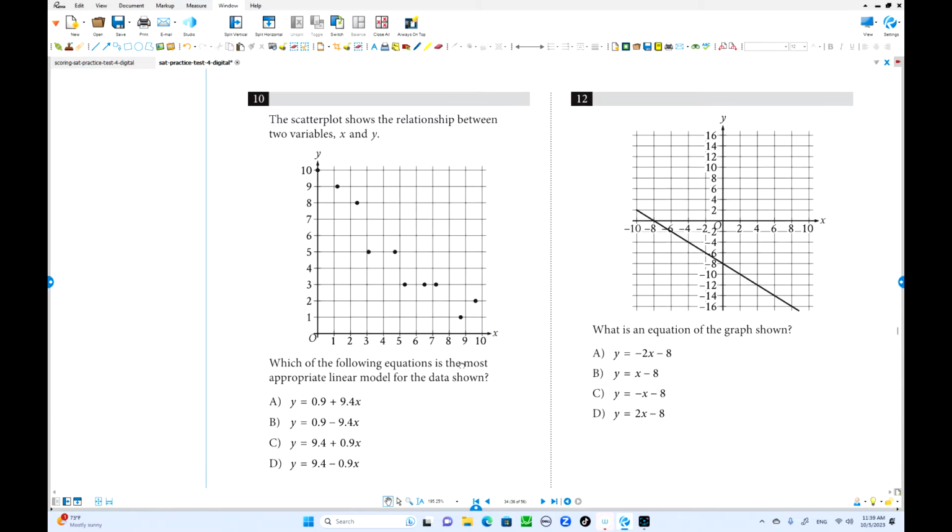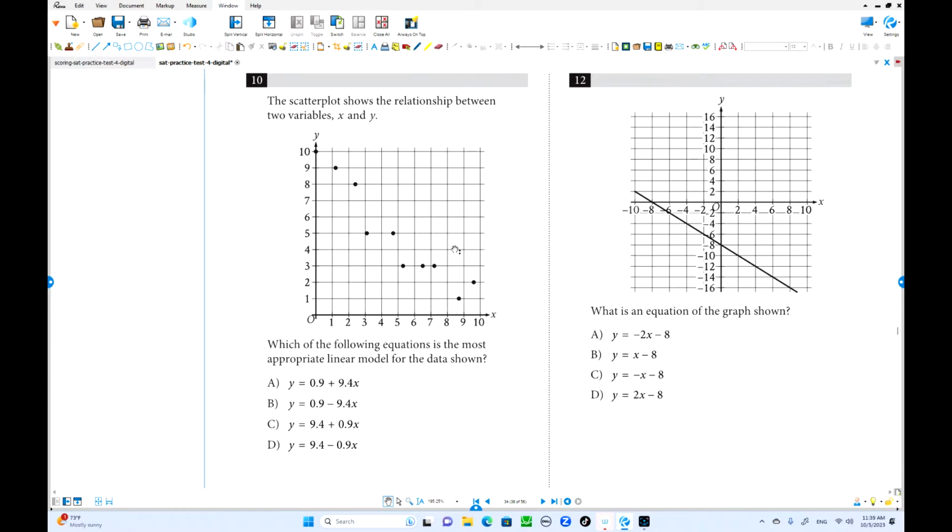Here is number 10. We have a scatter plot. Which of the following is the most appropriate linear model? The linear model is a line of best fit around over here. That is the linear model. What is the equation of this line of best fit?